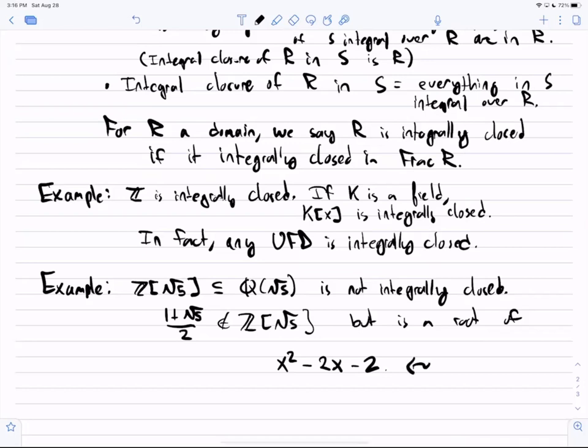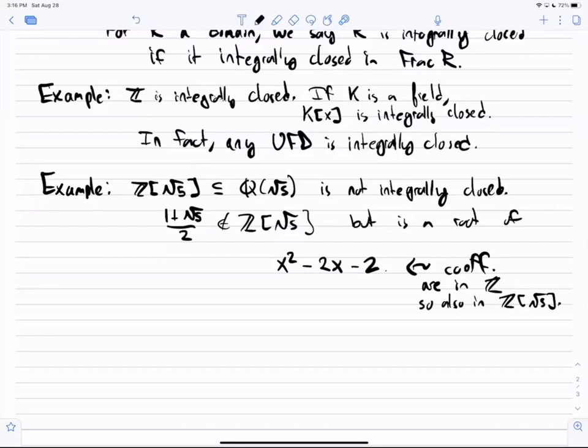So here the coefficients are in Z. So in particular, (1+√5)/2 is integral over Z[√5]. This already came up when we were looking at the ring of integers in Q(√5). We said it wasn't Z[√5], it's Z adjoined (1+√5)/2. In particular, if you don't add this element, then what you get is not integrally closed.